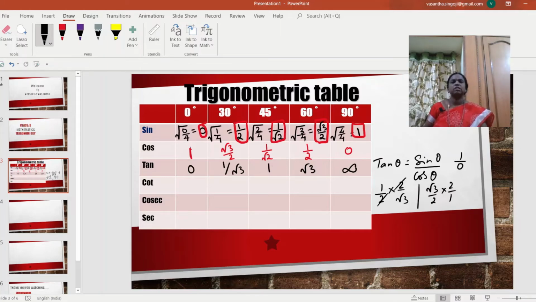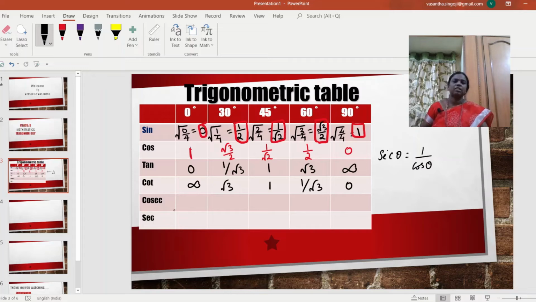Now cot is just nothing but the reverse values of tan. So keep on writing the cot values the way you have written cos from sine. So as infinity, that is undefined, then you go for root 3, then 1 remains as it is, then this becomes 1 by root 3 and this becomes 0. So simple, right?